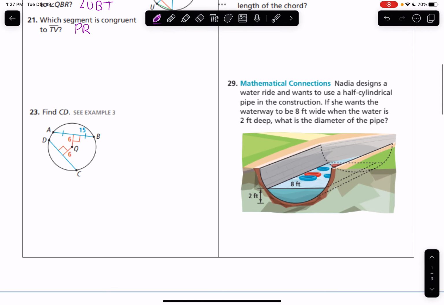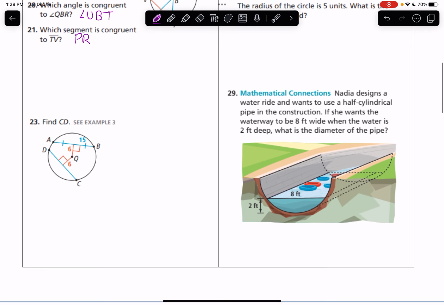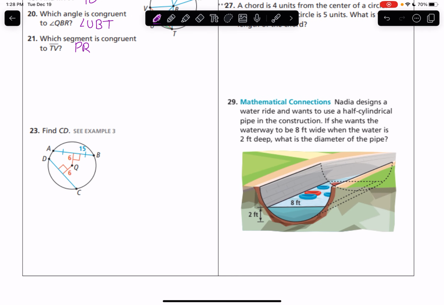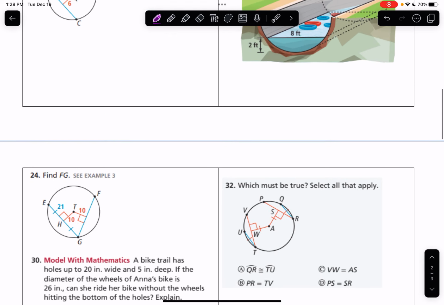Number 23, find CD. So in order to find CD, I know that CD is equal to double of AB. And since they're both the same distance from the center, I know that CD is the same length as AB. So 15 times 2 is 30. So CD equals 30. And I think one got down here for some reason. So 24, find FG. So same thing. I see that the chords are the same distance away from the center. And EH is 21, so EG is 42. So FG is also 42.